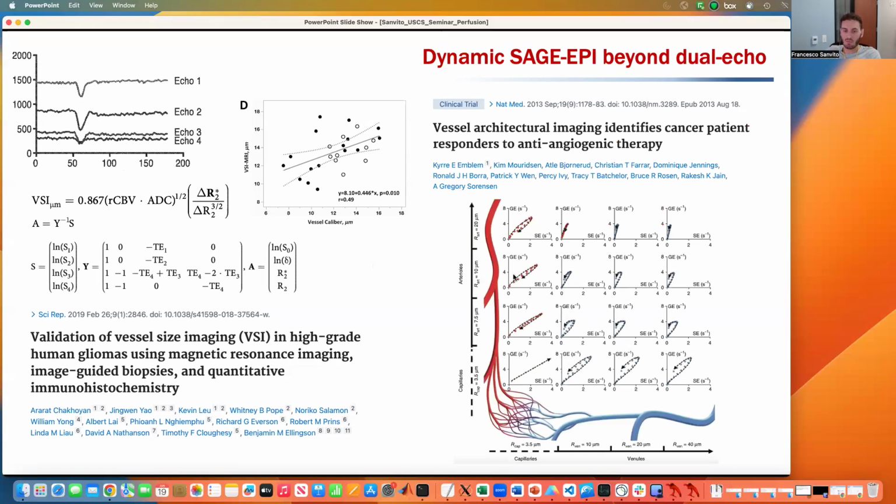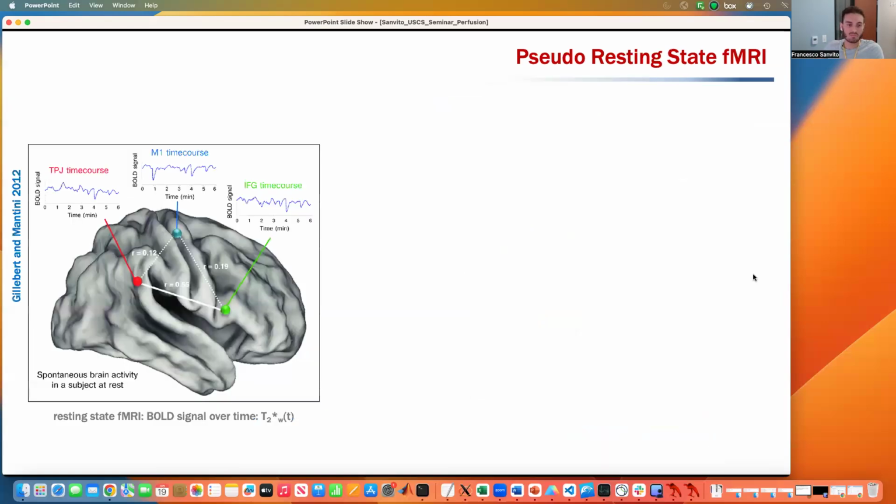And finally, another example of a dual echo, but with spin echo and gradient echo, so not two gradient echoes as we did, but spin and gradient echo, can tell us something about the size and the nature of the vascular structures and the vascular architecture, whether it's more veins or arteries, and what is the caliber of these vessels by comparing the bolus arrival in the two different perfusion techniques.